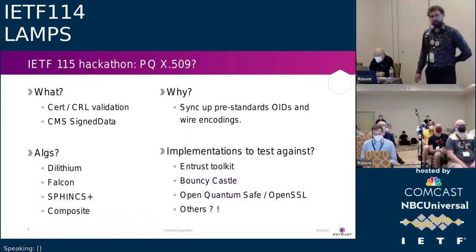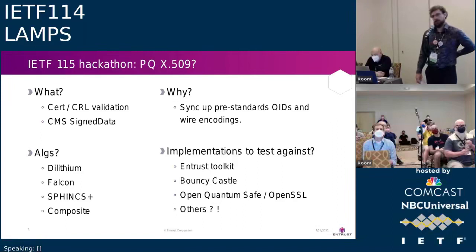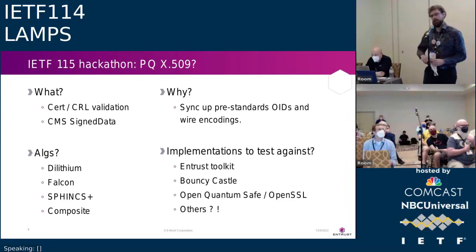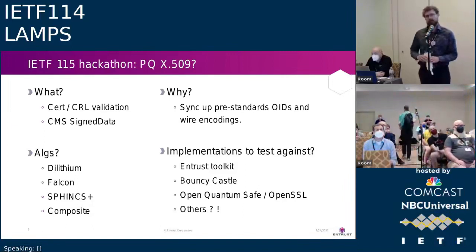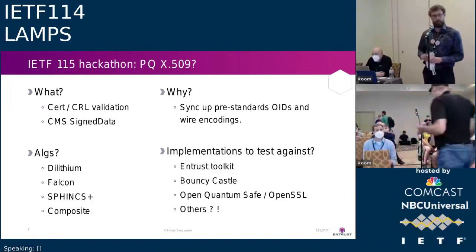So on the topic of running code, my coworker John Gray and I are going to volunteer to show up at the 115 hackathon with the Ntrust implementation, the Bouncy Castle implementation, and hopefully by then the OQS implementation. That would be signatures and KEMs if that happens, as well as composite. If you want to come and test your PQ X509, CRL, SMIME, whatever, we're going to volunteer to be at the hackathon to test against. I think we're sort of ready for that.